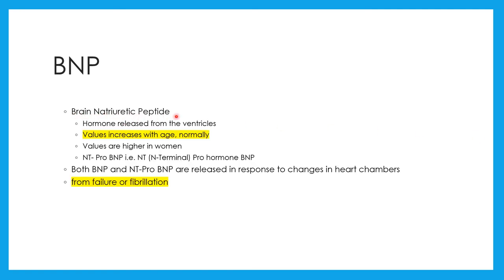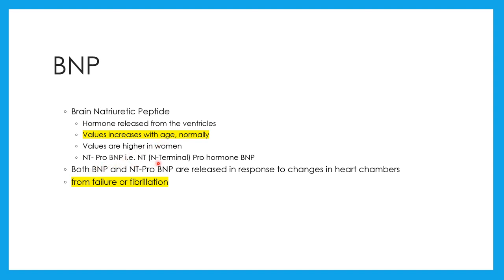The brain natriuretic peptide is a hormone that's released from the ventricles. The values will increase with age, normally. Let me explain. The older we become, the higher the value of BNP. So we will interpret the values of BNP cautiously. Values are higher in women than in men. Even between a man and a woman in the elderly age group, we should still be careful. In women, the values of BNP would be expected to be higher than what we're going to pick in men of the same age group.